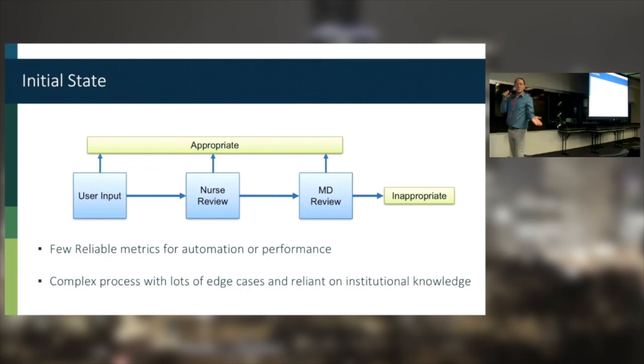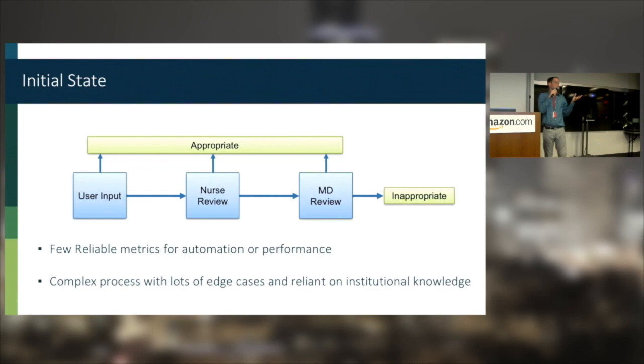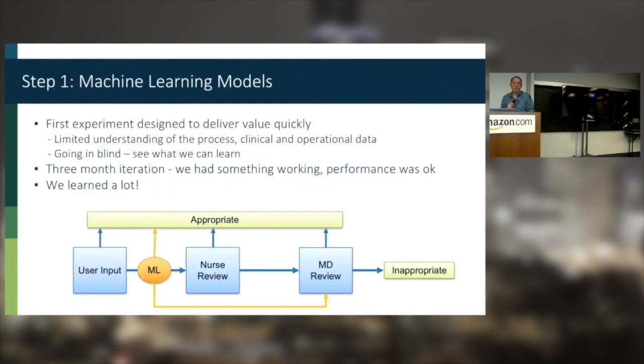Okay, and when we started, this was the process. It still is, but more sophisticated. And there were not too many metrics of how this process is working, especially not too many metrics of how the nurses are working, what's the variability between them, how the physicians are working, what's the variability between them. And I'll tell you, it's high. And there were lots of edge cases and lots of weird things that we noticed. So this was the initial state when we started.